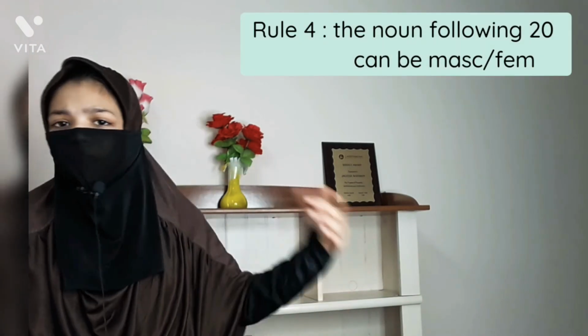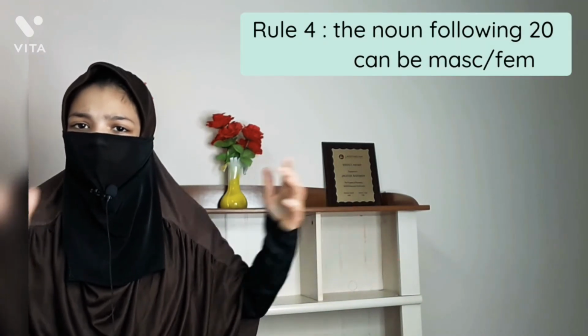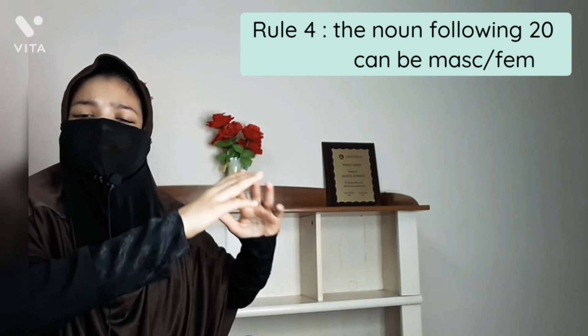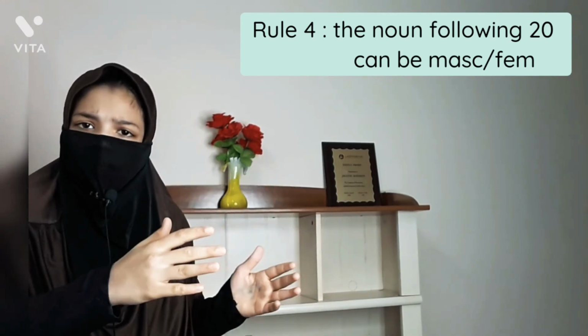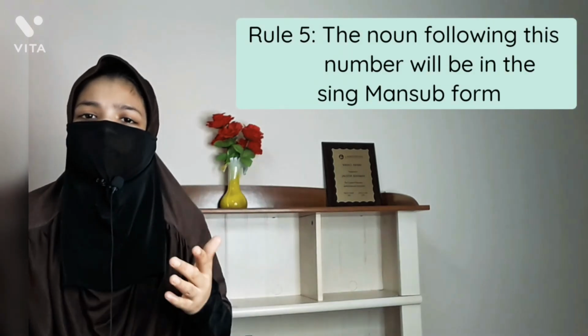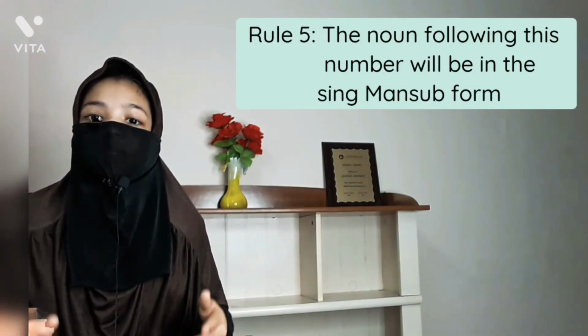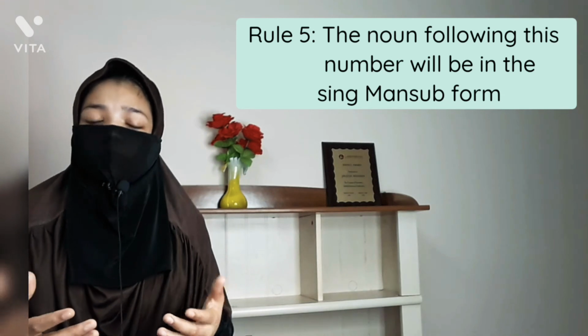For 20, in Arabic, it is known as ishrun. The rule here is that the following nouns can be masculine or feminine, so this number will agree with both masculine and feminine. It will also be in the singular mansoob form. For example, if you want to say 20 students, you need to say ishrun taliban. Here taliban is in the singular and in the mansoob form. I hope you understand.